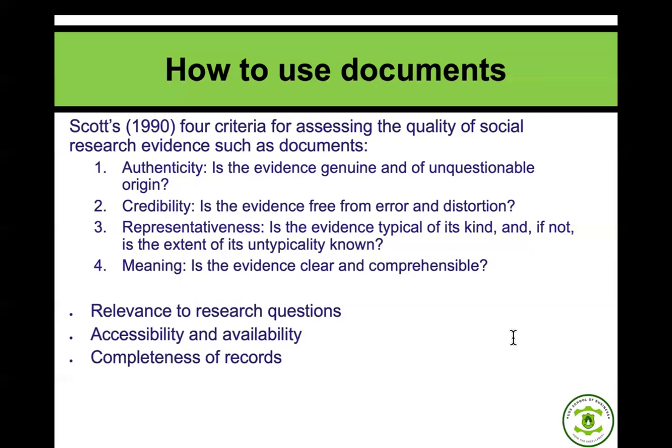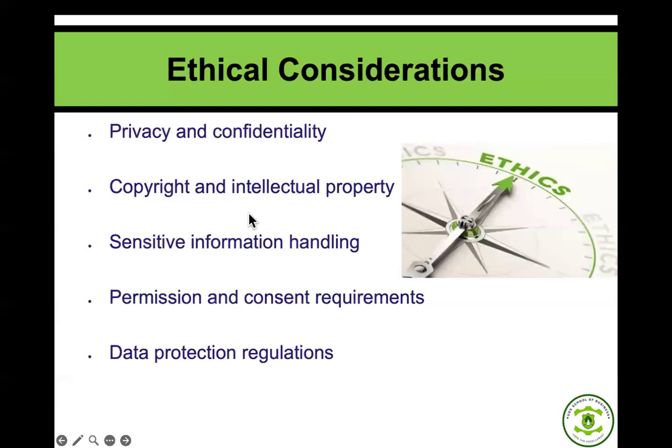You have to ensure that you have complete documents rather than fragments of the documents, which would present incomplete data to you. When we are using documents, there are some ethical considerations. So when we need to consider them, there are 5 critical ethical considerations we must address. The first issue is privacy and confidentiality.